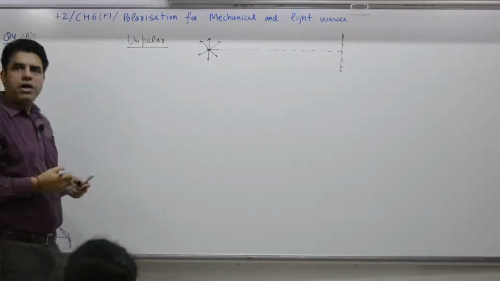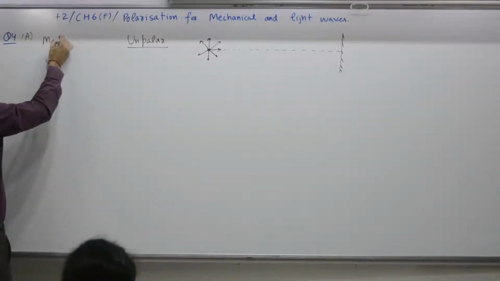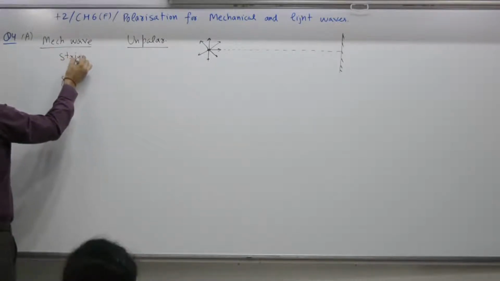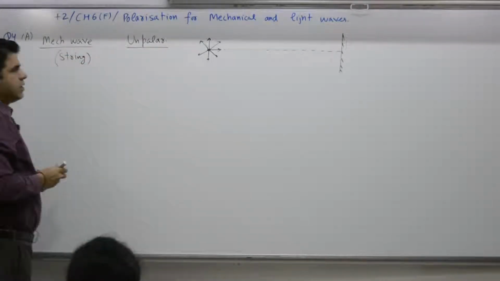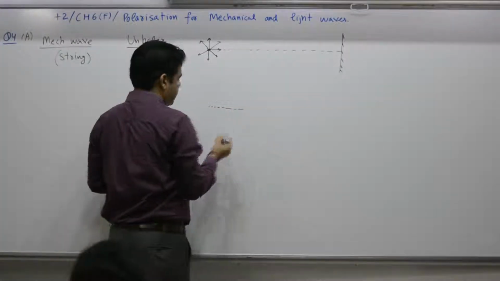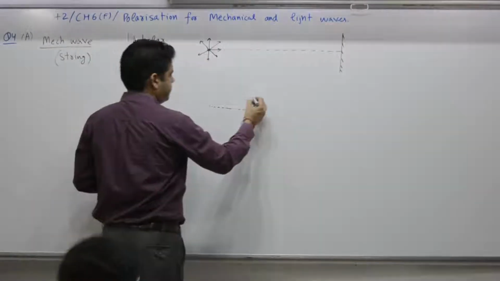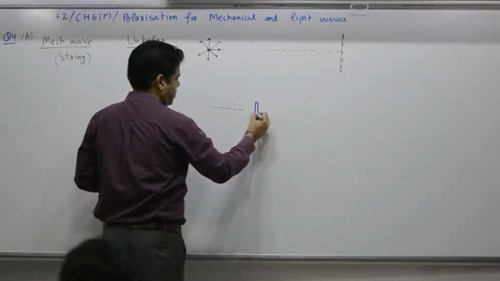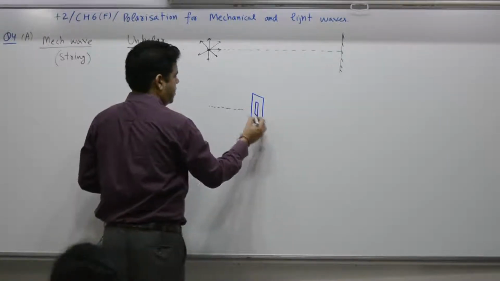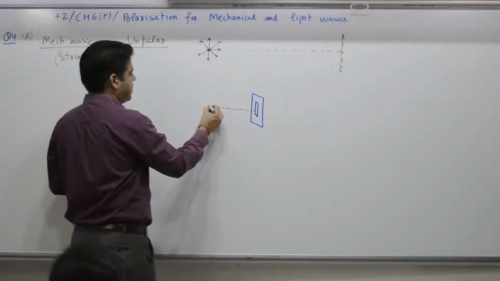Unpolarized light or unpolarized, in this case we are dealing with what? Mechanical wave. String. Now the next step is, in case you place a slit, a cardboard, at this point you have oscillations in all planes.